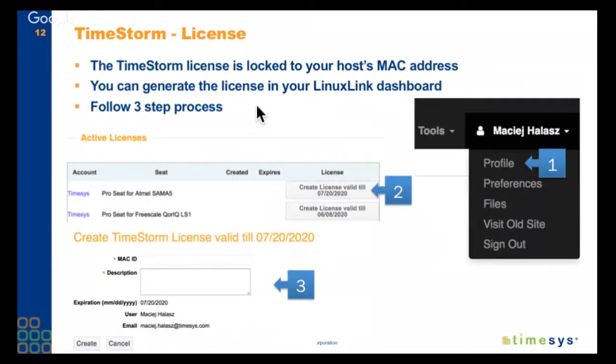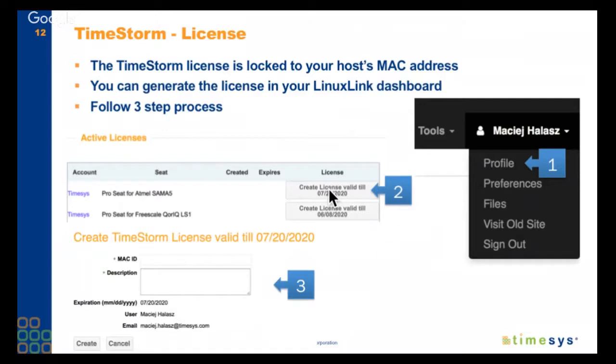How do you get your 30-day license? On your dashboard, when you click on your name, you can click on a profile, and that's going to take you to active licenses. A list of licenses is going to have a button in the last column of this table. So where you see number 2, that's pointing to a button.